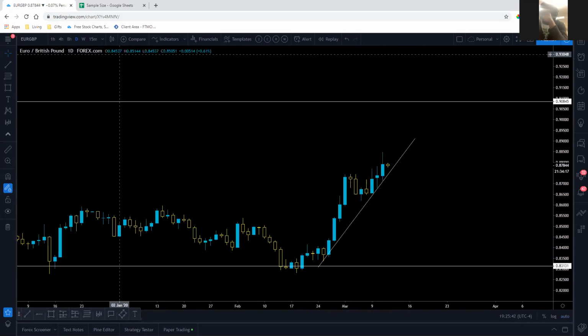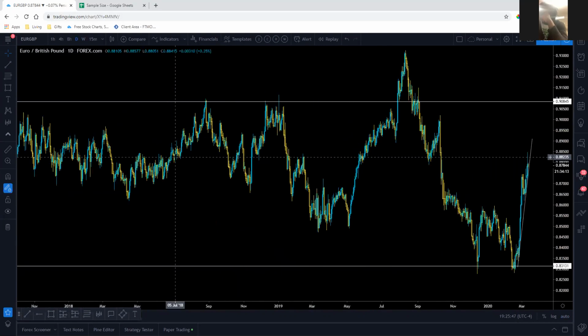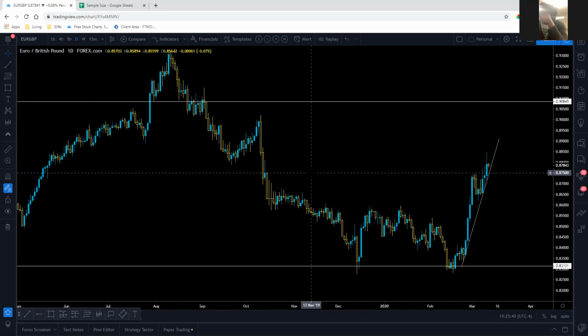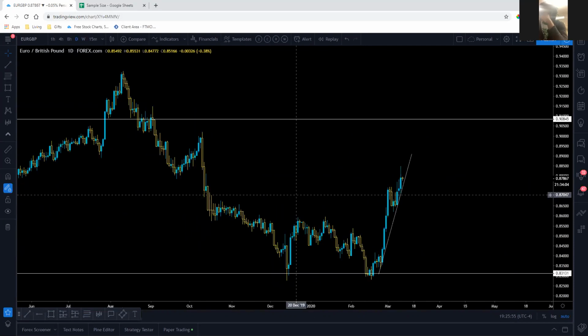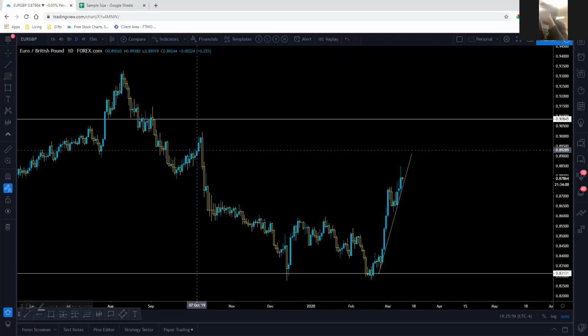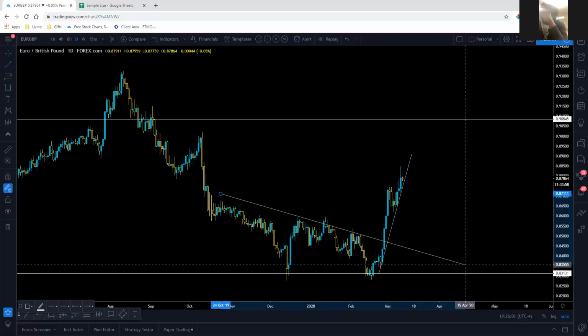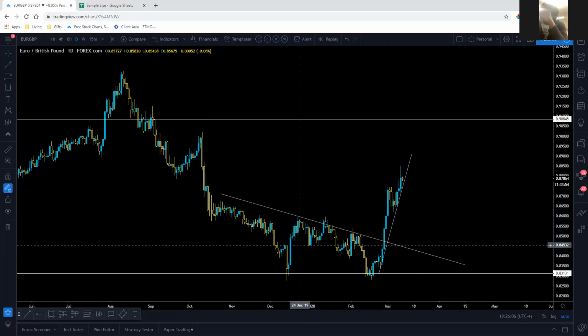Let's see if we can find any other area. No, I'm going to chill with that for now. I'm going to make this tighter on the lower time frame. Let's reset that. Right here, see the channel. Yeah, I don't like that at all.